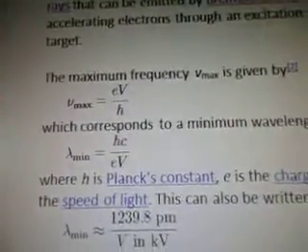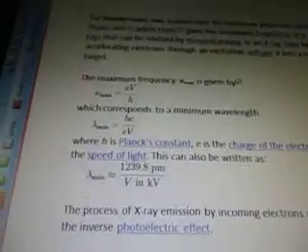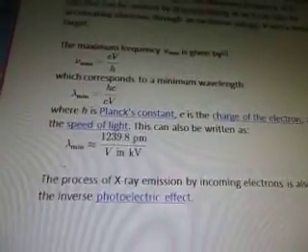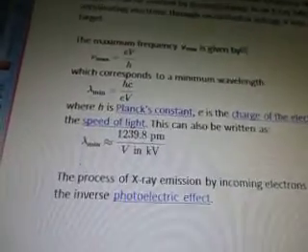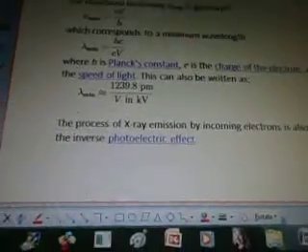The maximum frequency νmax is given by this, which corresponds to a minimum wavelength of that, where h is Planck's constant, e is the charge of the electron, and c is the speed of light. This can also be written as this. The process of X-ray emission by incoming electrons is also known as the inverse photoelectric effect.